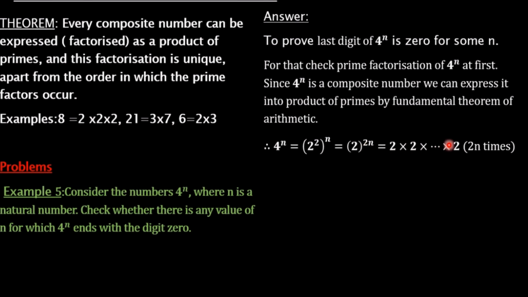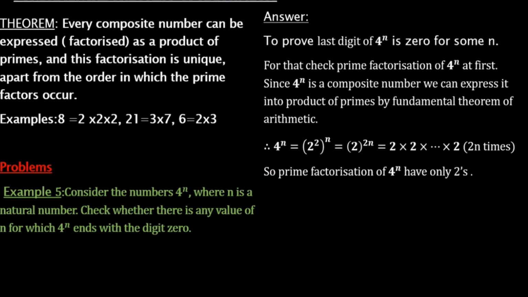So while checking here whether there is a possibility of a factor of 10 in 4 raised to n, what are the factors of 10? The prime factorization of 10 is 2 into 5. Here we have 2, but the term 5 is not present. So for 4 raised to n to become a multiple of 10, we need a 5 here. That 5 is absent here. So whether we will get the last digit 0? The prime factorization of 4 raised to n has only 2s, no 5s.